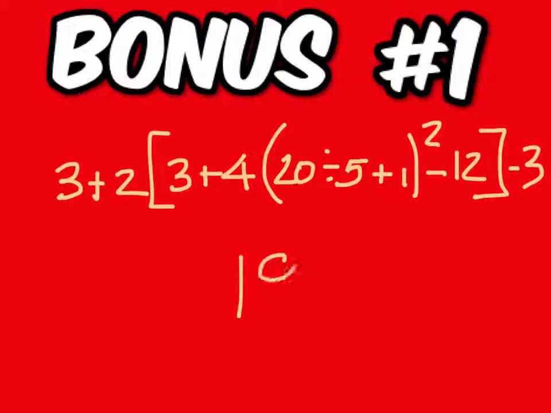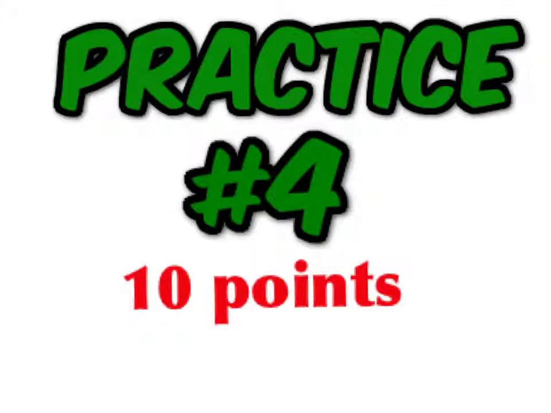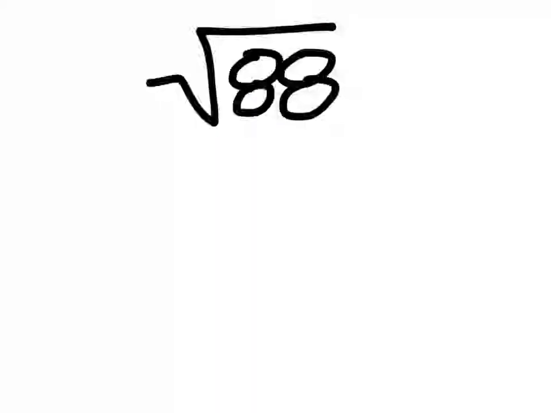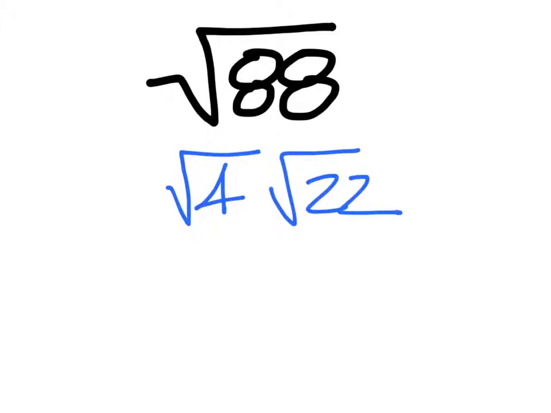Answer to the bonus is 182. The highest perfect square you can get out of 88 is 4. So that's 4 and 22. 2 square root of 22 is the answer.